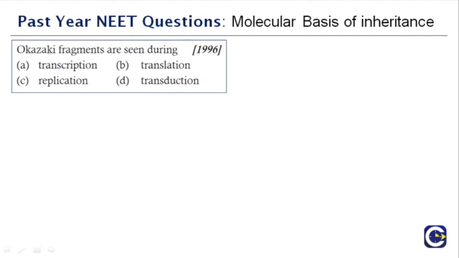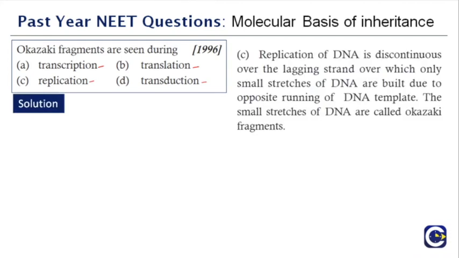Okazaki fragments are seen during the process of transcription, translation, replication, or transduction. So what is the right answer? The right answer is that Okazaki fragments are seen during replication of the lagging strand. Replication of DNA is discontinuous over the lagging strand, over which only small stretches of DNA are built due to opposite running of the DNA template.